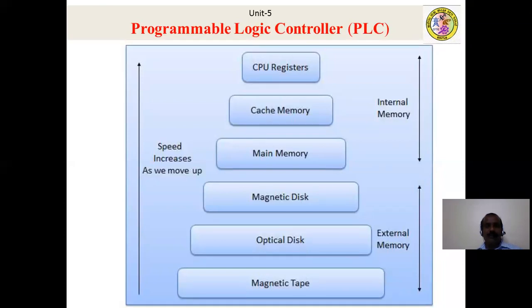This slide shows us the different types of memories used in digital devices. So starting from the magnetic tapes, optical disc, and the magnetic disc, we call it as the external memory. The main memory, RAM and ROM, cache memory, CPU registers, we call it as the internal memory. As we move from bottom to the top, the accessing speed increases in the memory devices.